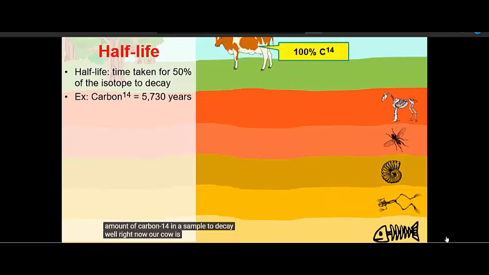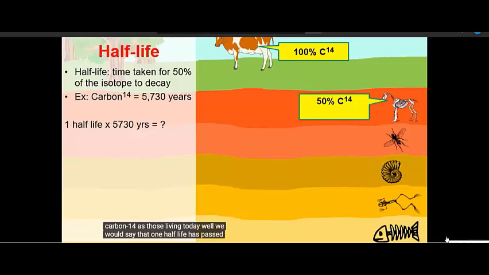Right now, our cow is a living organism, and so it's going to have 100% of the carbon-14 that it will ever have as it takes in carbon from eating plants, as we just mentioned on the previous slide. But look at the first layer buried underneath the ground. This is a fossil of a horse. Let's pretend that this fossil was discovered and it has 50% of the carbon-14 as those living today. We would say that one half-life has passed, which we know is 5,730 years, and so we would say that this fossil of the horse is 5,730 years old.